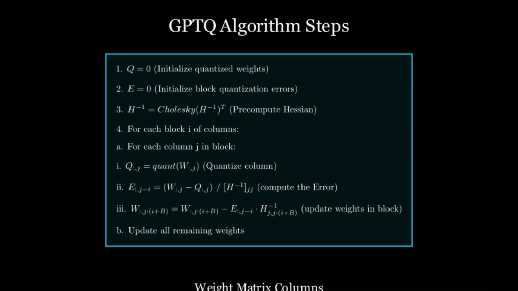The block-wise processing is a key efficiency feature of GPTQ. We process weights from left to right, with each block typically containing a small number of columns. As we quantize each column, we immediately update the remaining weights in the block and then update all weights to the right of the current block. This approach ensures that the most important weight interactions are handled properly while making the algorithm computationally efficient.